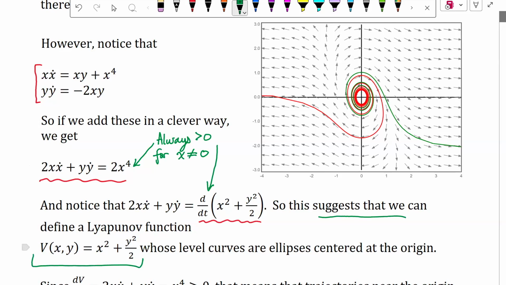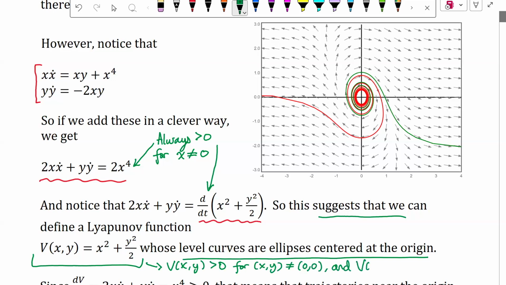So the integral of that function is going to be our Lyapunov function, x squared plus y squared over 2. That function has level curves that are ellipses centered at the origin. Now note that this function V is also positive for any x, y that is not the origin, and it is 0 at the origin. We also know, the way we've chosen V, that its derivative is always going to be greater than or equal to 0.